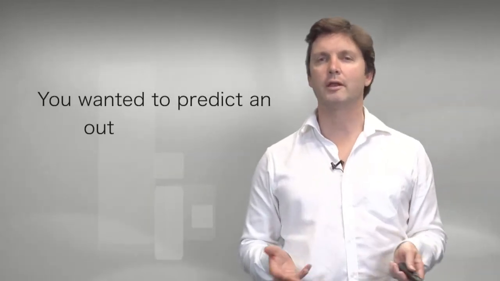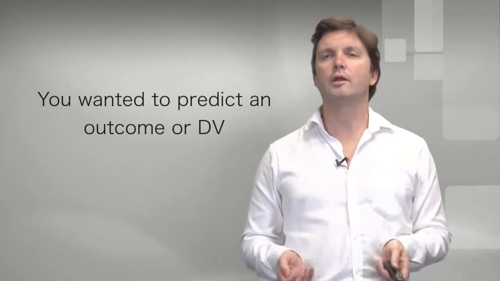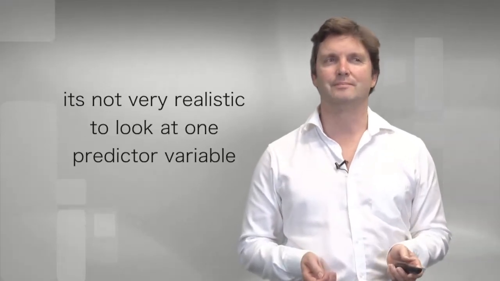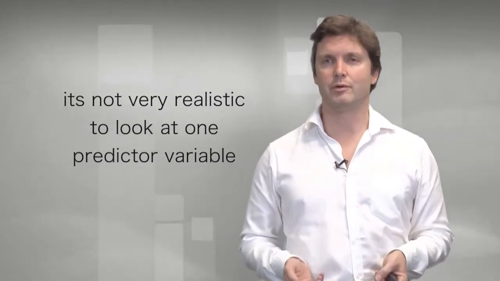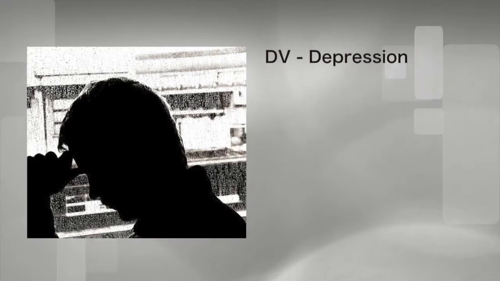So in the field of psychology, multiple regression is much more used than bivariate regression. For instance, let's say that you wanted to predict an outcome or dependent variable. It's not very realistic to look at only one predictor variable, because for any psychological outcome, there's going to be a number of important predictors. For example, let's say you wanted to predict depression. So depression was our dependent variable or criterion variable.